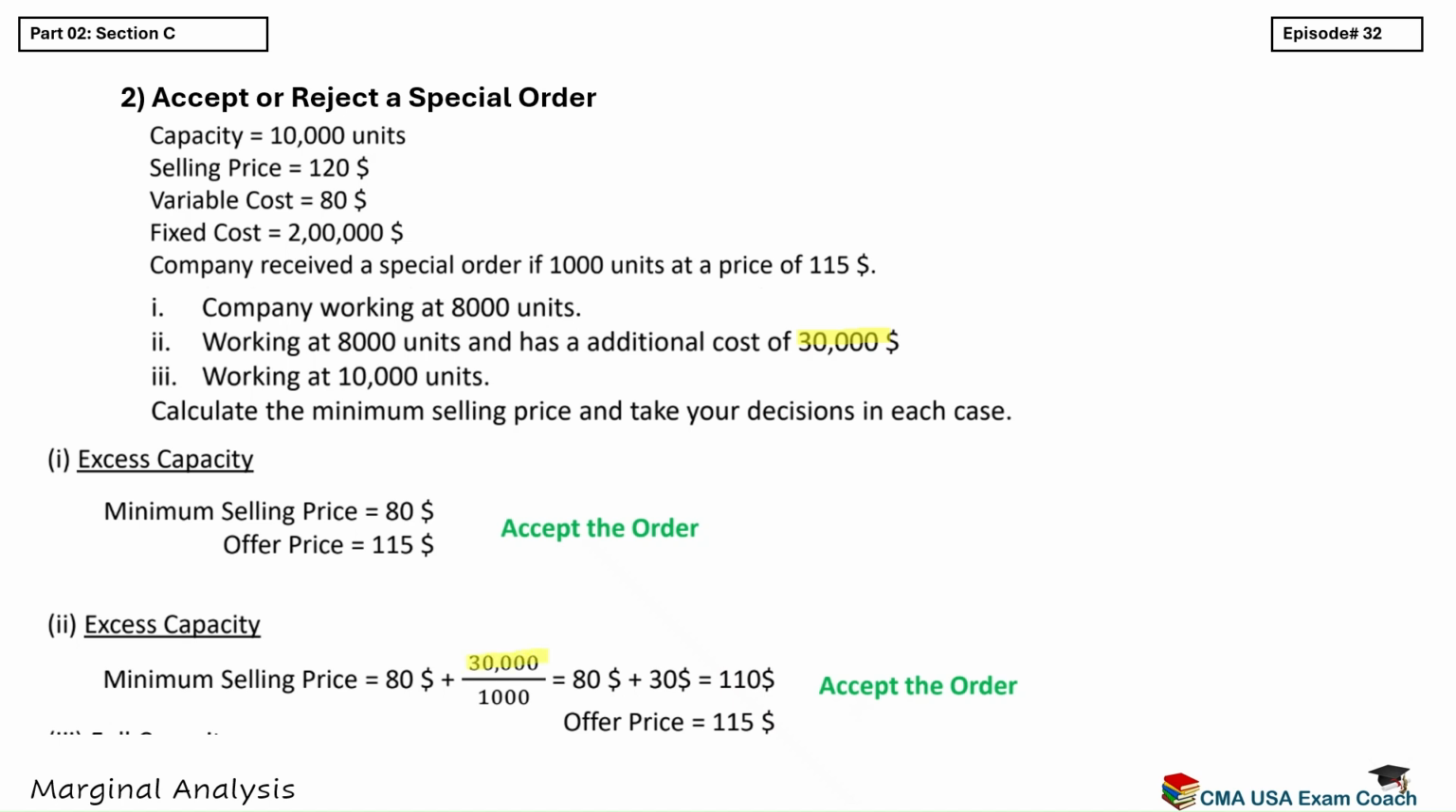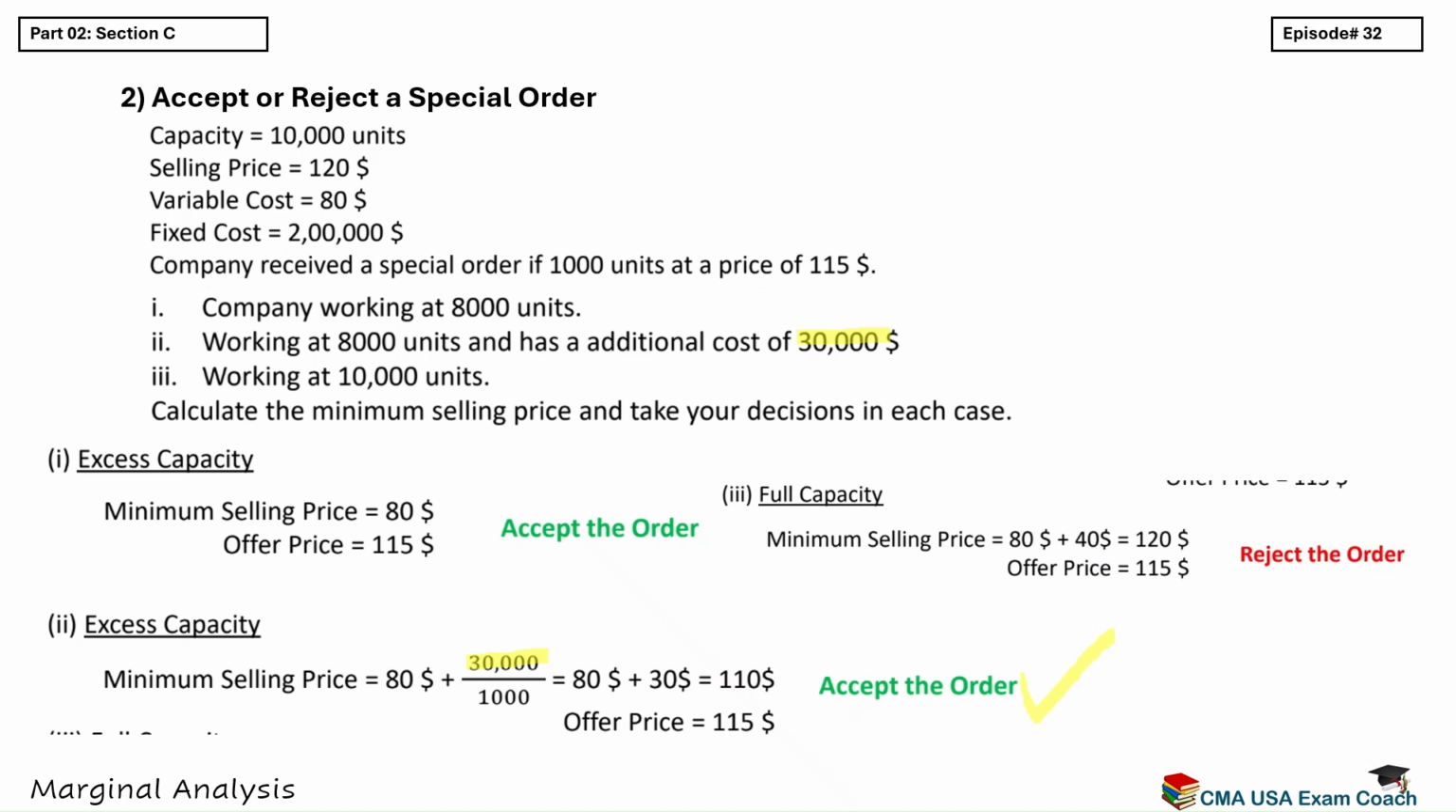The customer is offering $115, which is still higher than the minimum price. So, even after covering the extra cost, the company will earn $5 profit per unit. Therefore, the decision here is also to accept the order. Finally, let's look at the third case.